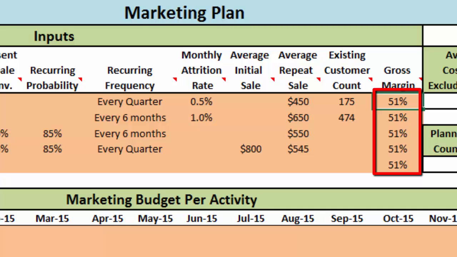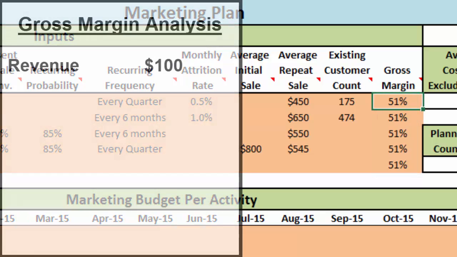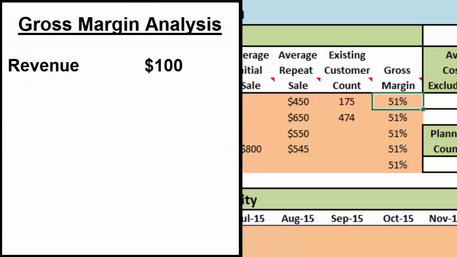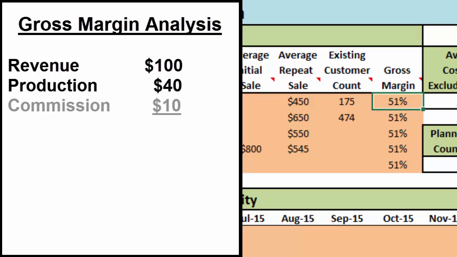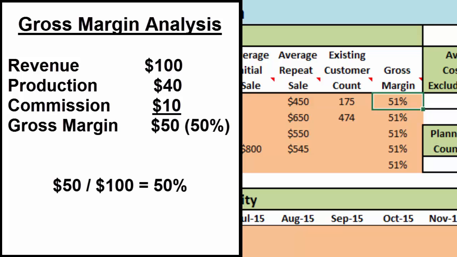If you will be marketing different offerings, you can perform a quick gross margin analysis by taking a typical job in each of your offerings and breaking it down like this. Let's say a typical job is $100. You have production expenses of $40 and a sales commission of 10%, or $10. This makes your gross margin for that service on average 50%, which you would put here for each marketing activity that will focus on that offering.